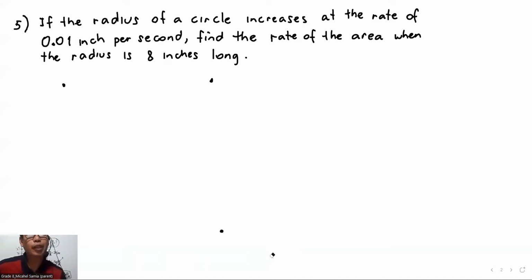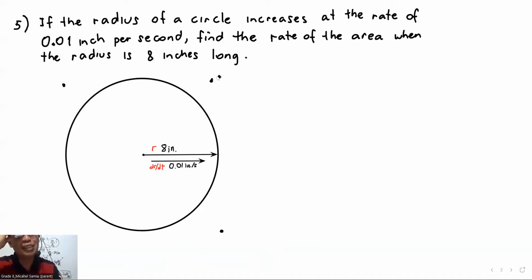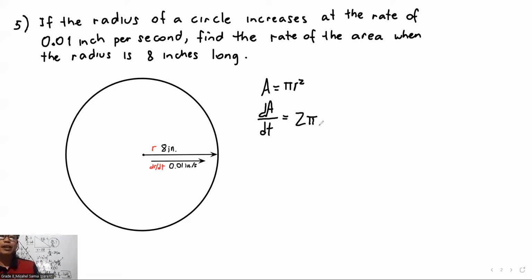If the radius of a circle increases at the rate of 0.01 inch per second. Okay, so the radius is increasing. Find the rate of the area when the radius is 8 inches long. Okay, Josh, illustration. This is a simple problem just using the formula of a circle. Area is equal to pi r squared. Okay, so differentiating, dA/dt is equal to pi, dr/dt.